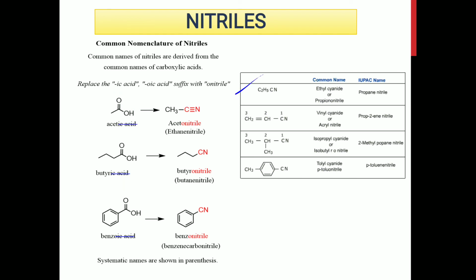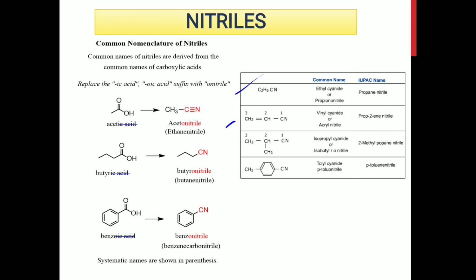The first one, the simplest nitrile, is here: C2H5 is ethyl and CN is for cyanide. So it becomes ethyl cyanide in the common name, or propionitrile is also a common name for this one. But in IUPAC we name it as propanenitrile.